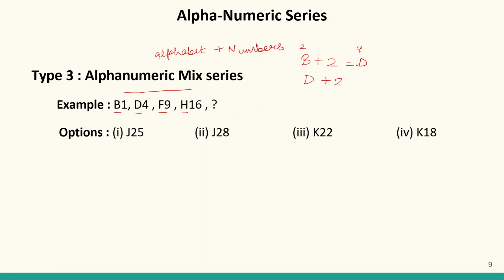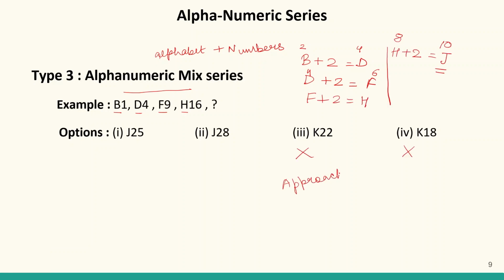Similarly, D plus 2 is F. What is the position of D? 4. What is the position of F? 6. So either you can remember these ranks or you can also do them on your fingers. So let's see: F, G, H. So there's an increment of 2.